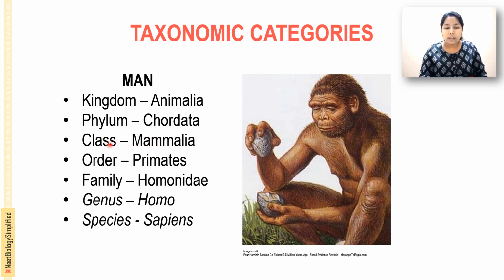Why are they coming under the Mammalia? Mammalia because they have hairs on the body, and mammary glands in the female, so it can reproduce. And order Primates, family Hominidae, genus Homo, species Sapiens.